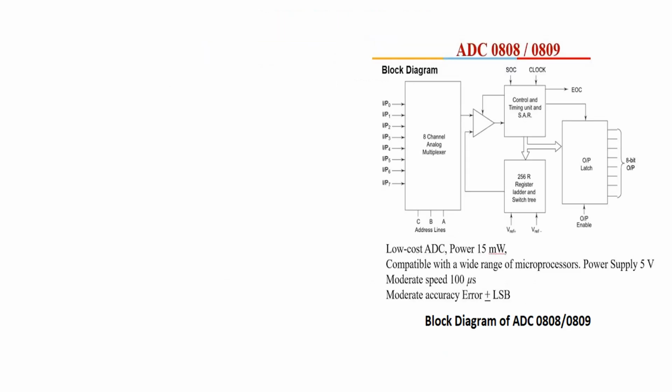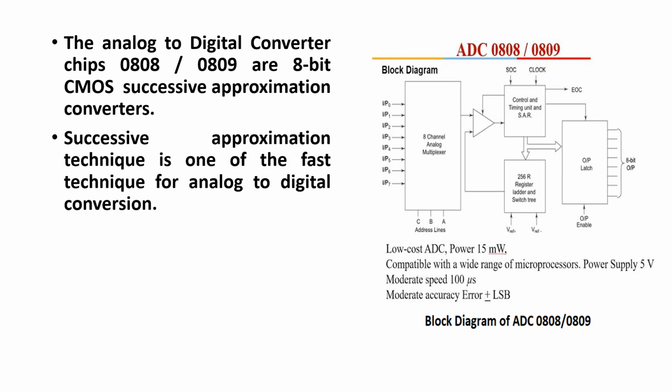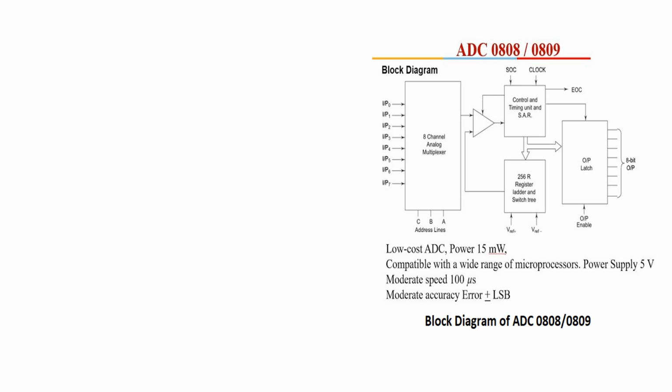The analog to digital converter chips 0808 and 0809 are 8-bit CMOS successive approximation converters. Successive approximation technique is one of the fast techniques for analog to digital conversion. The conversion delay is 100 microseconds at a clock frequency of 640 kHz, which is quite low as compared to other converters.